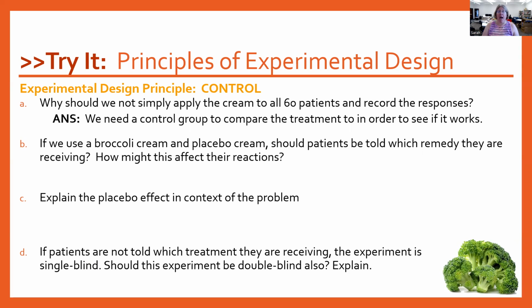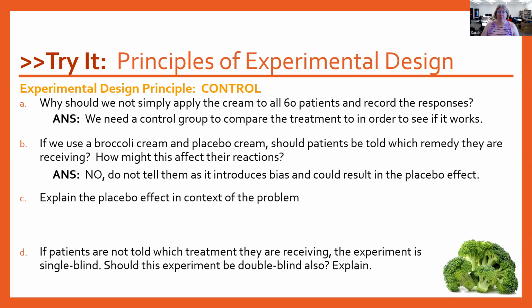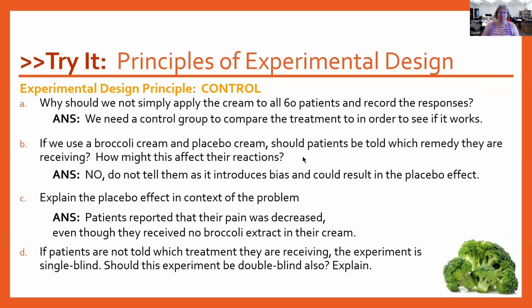If we use a broccoli cream and a placebo cream, should patients be told which remedy they are receiving? How might this affect their reactions? So no, we definitely don't want to do that. The whole point of using a placebo is so that no one knows which one they're getting. So if we do tell them, that can introduce bias and could result in the placebo effect happening. That kind of mind over matter, where you think that you're getting medication, so you think maybe you're feeling better, could be an issue. So the placebo effect in the context of this problem is that patients reported that their sunburn pain was decreased, even though there was no broccoli extract in the cream they received.